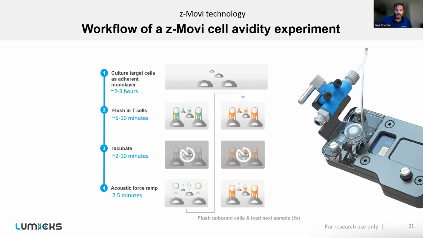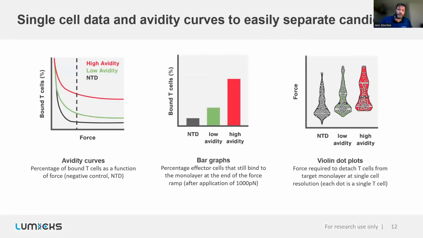So let's look at what the output actually looks like. The instrument generates a file very similar to a flow cytometry file, for those of you using flow cytometry, similar to an FCS file, where you have the X and Y coordinate for your effector cell, and then in the next column over, the force of detachment. It's a simple CSV file, and we can use that to compute different graphs. The most commonly used one is shown here on the left-hand side, where you have on the y-axis the percent bound T cells over the force.